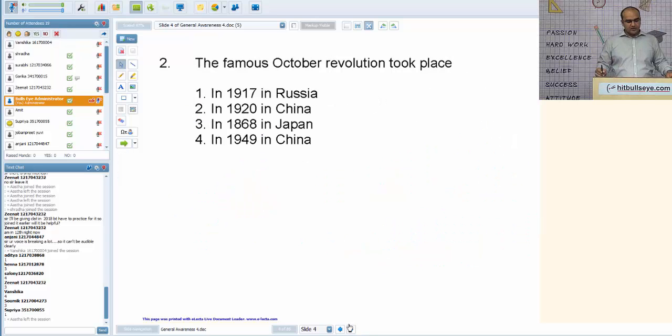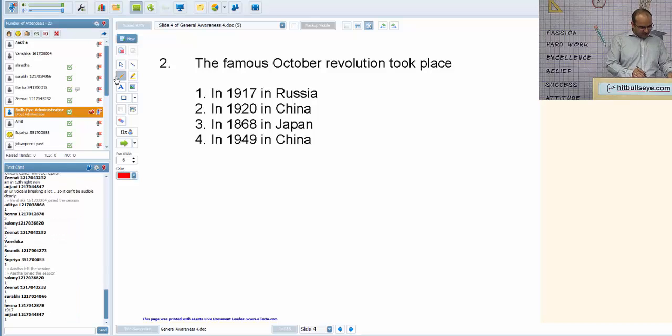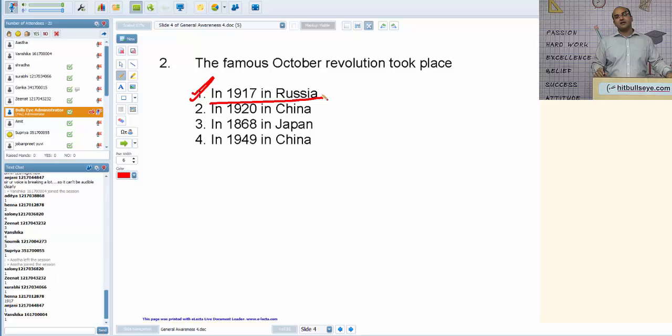Next question. The famous October Revolution took place, most of you have the right answer, it's a fairly easy question also, in 1917 in Russia. So till 1917, Russia was under monarchical rule.